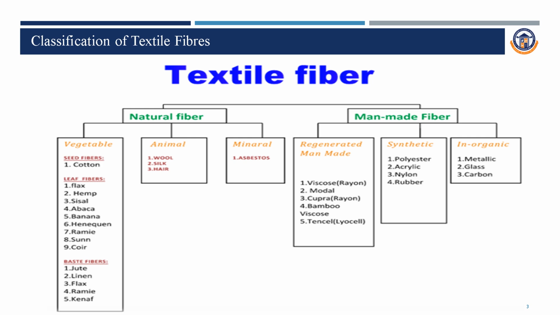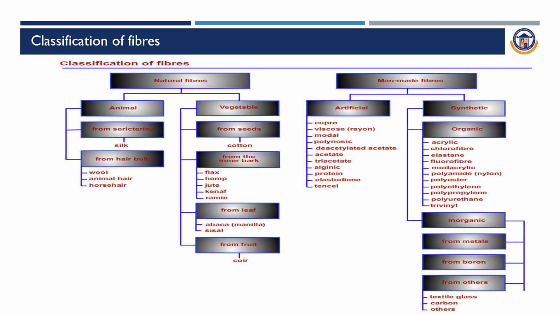The natural fiber is classified into seed fiber, leaf fiber and bast fiber, and animal fiber is classified into wool, silk and hair fiber. Mineral fiber is classified into asbestos. Regenerated fiber is classified into viscose, modal, cuprammonium rayon, viscose rayon and tencel.